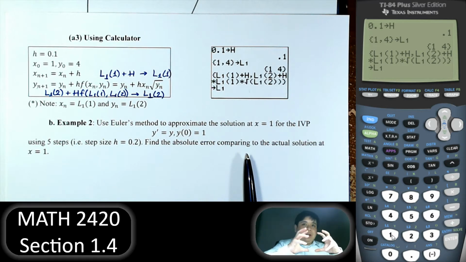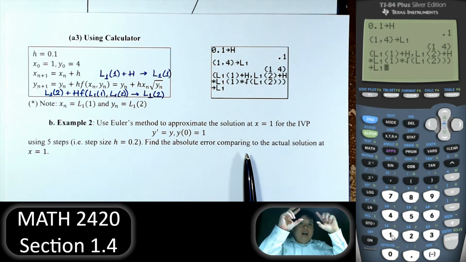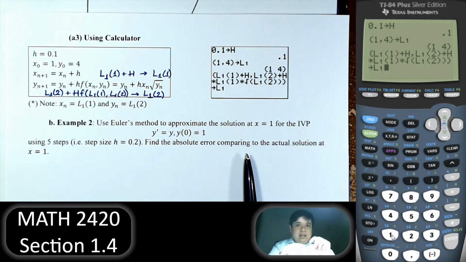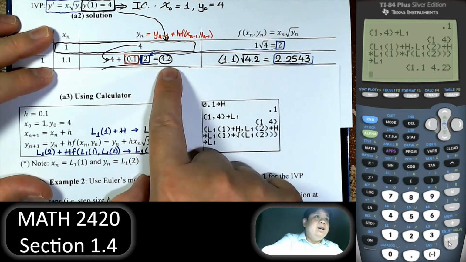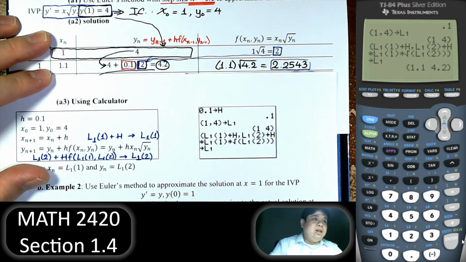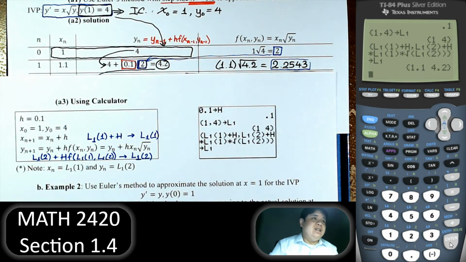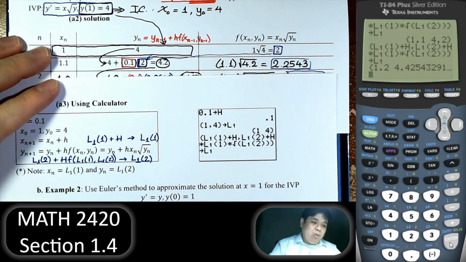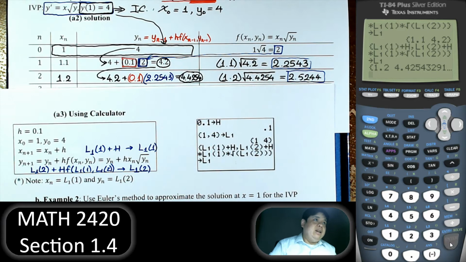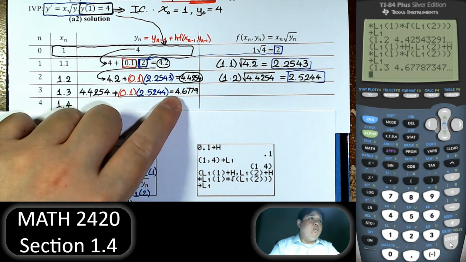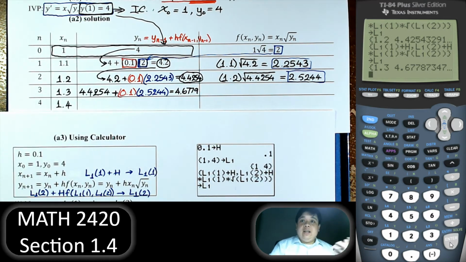So when we do that, we calculate the new values for list 1, and then we go back, evaluate, update the x, update the y, calculate, update the x, update the y, just going back and going in a cycle. You see. So when we hit enter, we have 1.1 and 4.2, which is good. We don't have to type anything again. Just hit enter one more time. We have 1.2 and 4.4254. Hit enter again. 1.3 and 4.6779, and hit enter again.